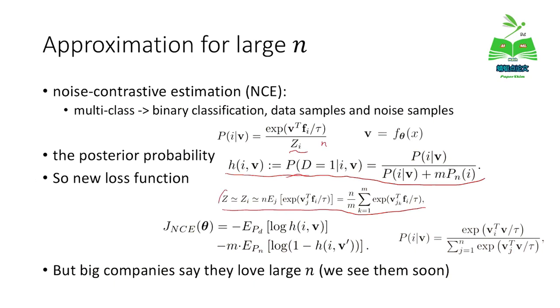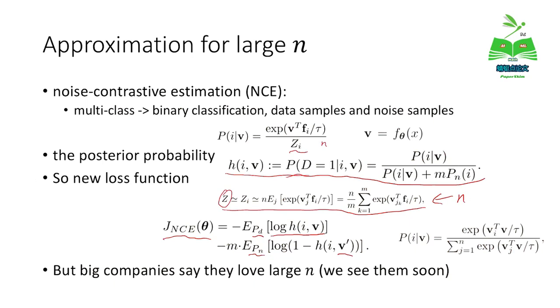So they computed the z equal to this term, from n to m. So finally, the noise contrastive estimation loss is this term. If it's a data sample from the data distribution, it computes this probability. If it's from the noise distribution, it's v prime.